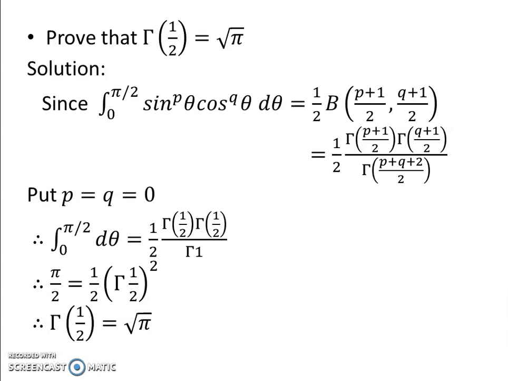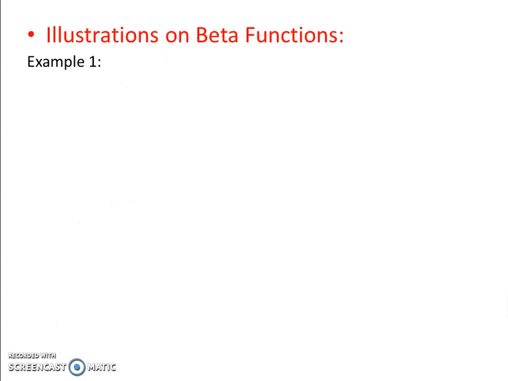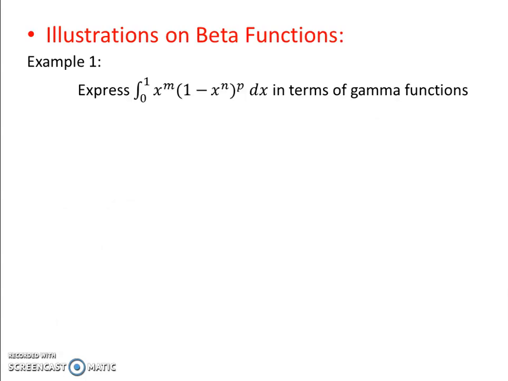Let us solve some examples on beta functions. First example: express integration 0 to 1 x to the power m into (1 minus x to the power n) raised to p dx in the form of beta function, in the form of gamma functions.